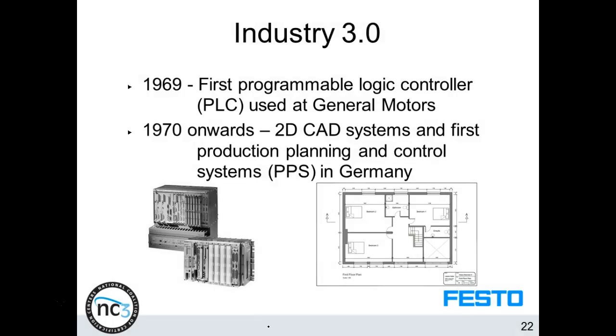So first programmable logic controller used at General Motors, 1970 onward, 2D CAD system. So originally, what does CAD stand for, anybody know? Computer aided design. Originally they were 2D. They didn't do any 3D at all. So it was a lot like what people used to do on paper anyway. So all your drawings on paper were drawn in 2D. Later we added 3-dimensional drawings to this, or what we call 3D CAD, but originally it was 2D. Done on a regular black and white screen.